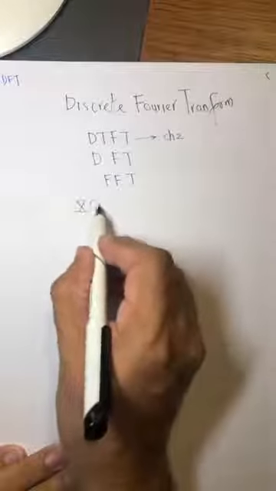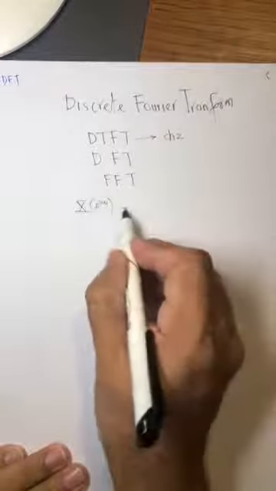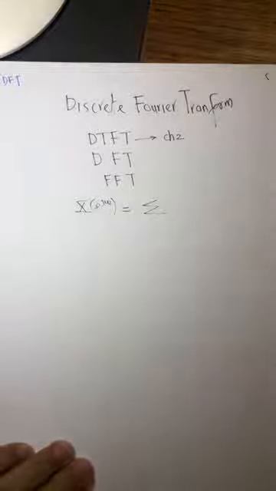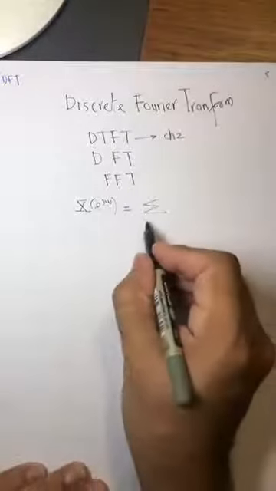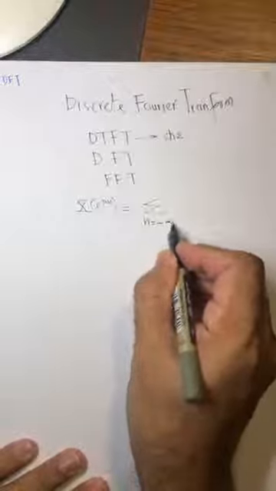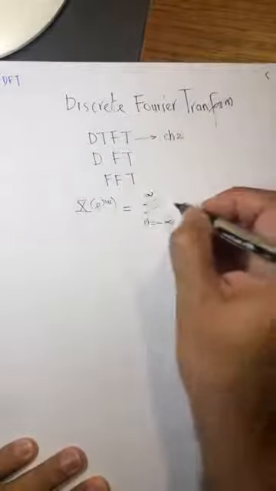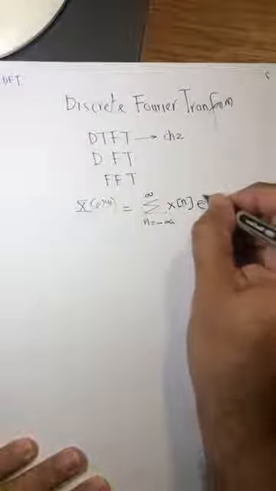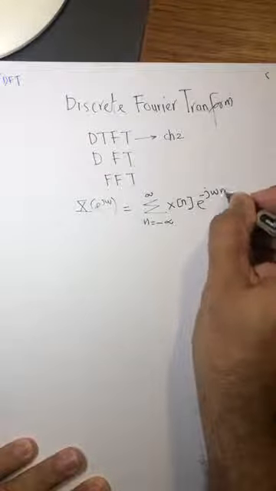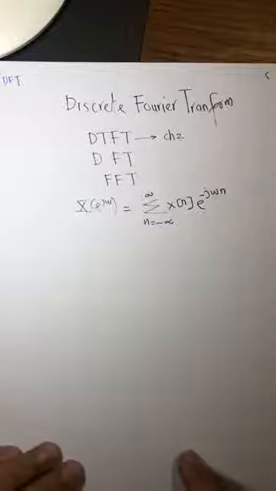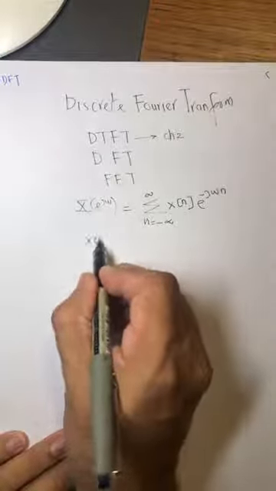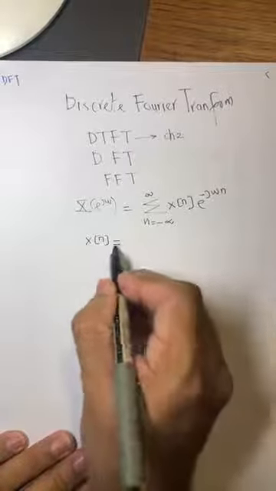It was X of e^{jω} equal to the summation over n from minus infinity to infinity of x of n e^{-jωn}. This is the formula for the discrete time Fourier transform, and you must be remembering the inverse of this, because a transform should ideally have an inverse as well.